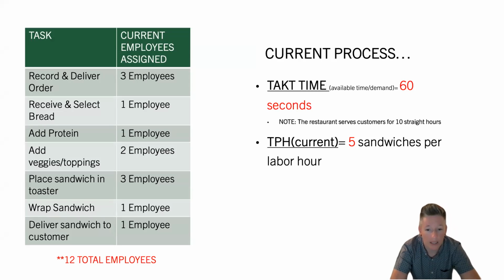Here are the details of the current process. At this time, Lean Sandwich Shop operates with 12 employees per day. With an expected takt time of 60 seconds, this yields a TPH of 5 sandwiches per labor hour.